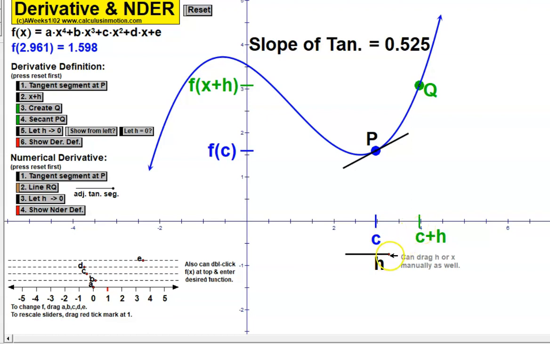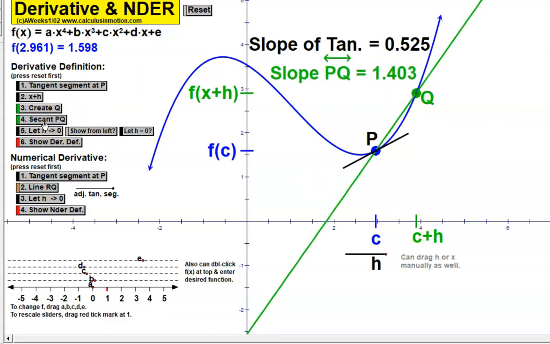Okay, and h can change. I can make h smaller if I want. But h is the distance between these two points. Okay, so then once we have two points, we can draw a secant line between those. Think back to geometry. A secant line is a line that intersects a curve. We learned it for circles, but it's a line that intersects a curve at two points. So this is a secant line. And now the idea is, as h decreases, this point will get closer and closer to the value of c, and watch what happens to this secant line.